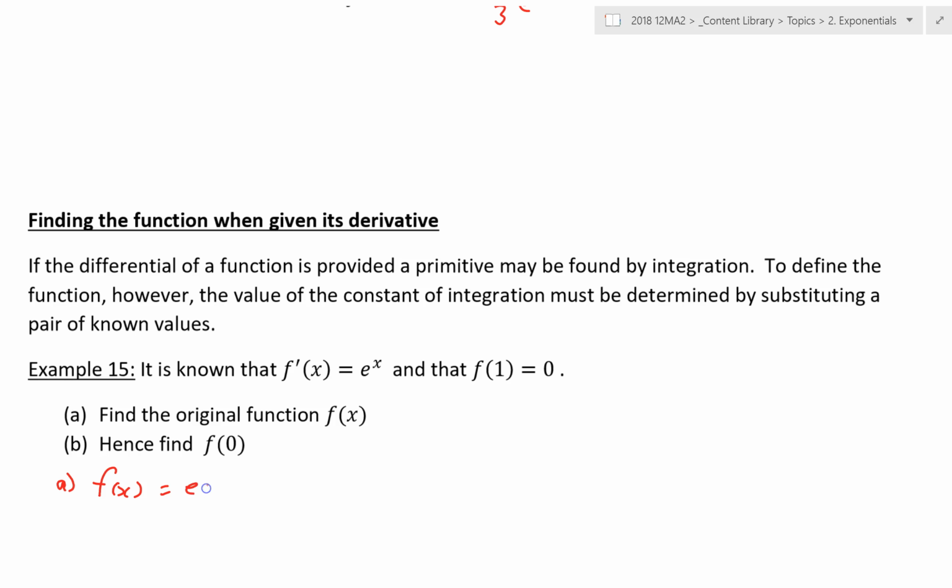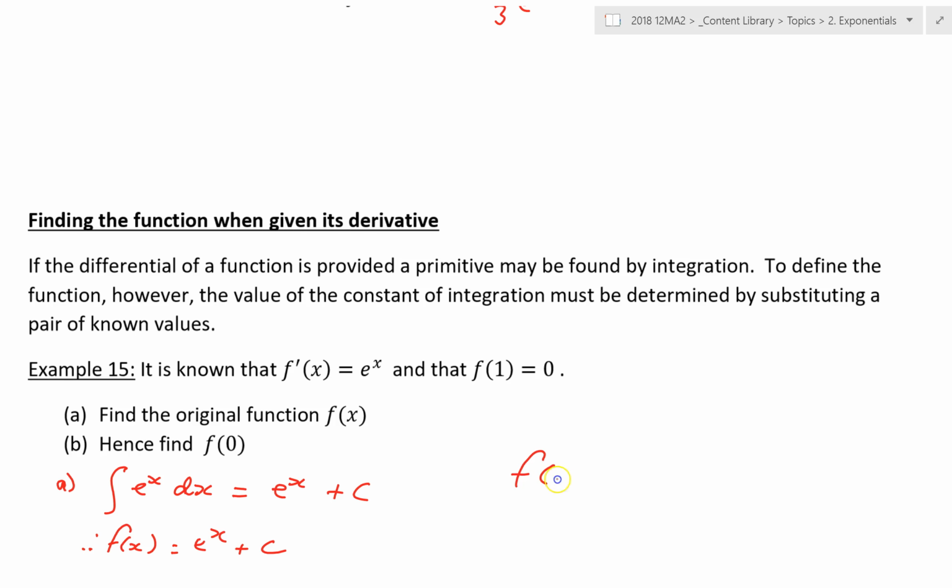equals e to the x. I should probably say this: the integral of e to the x dx equals e to the x plus a constant. Okay, so we got that. That's fine. It's my function. I've got to find out what the constant is. So, f of x equals e to the x plus some constant.